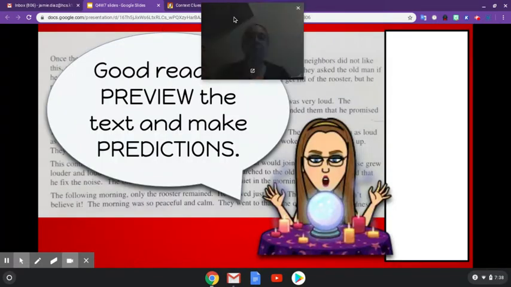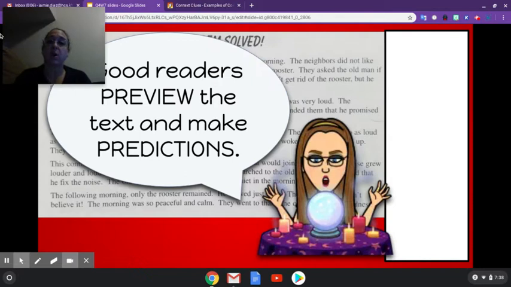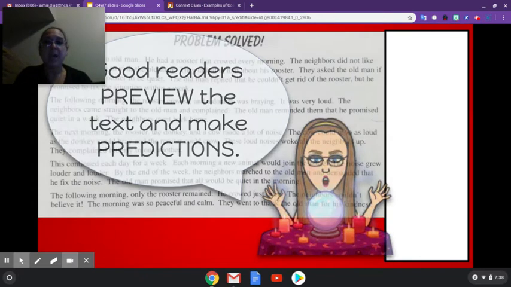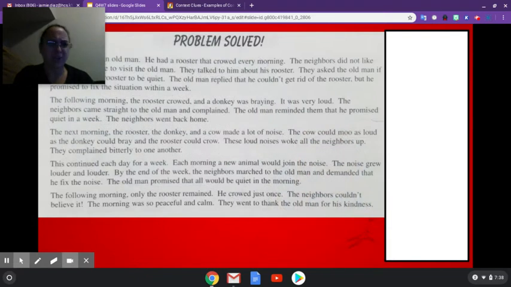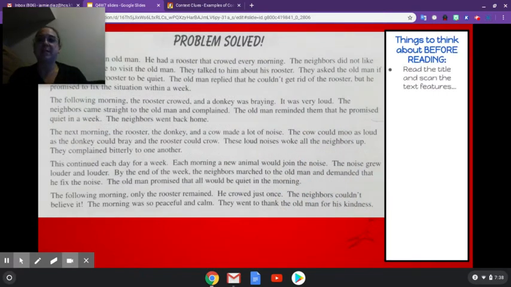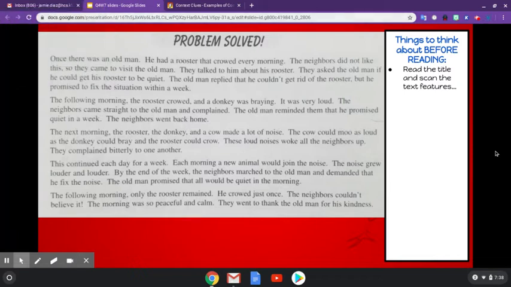Going into our text, we always know that good readers always need to preview that text to make predictions prior to reading. And there's always some questions you want to ask yourself. First one is read the title and scan for any text features. Well, we have problem solved. I do not see any text features in my text at this moment.